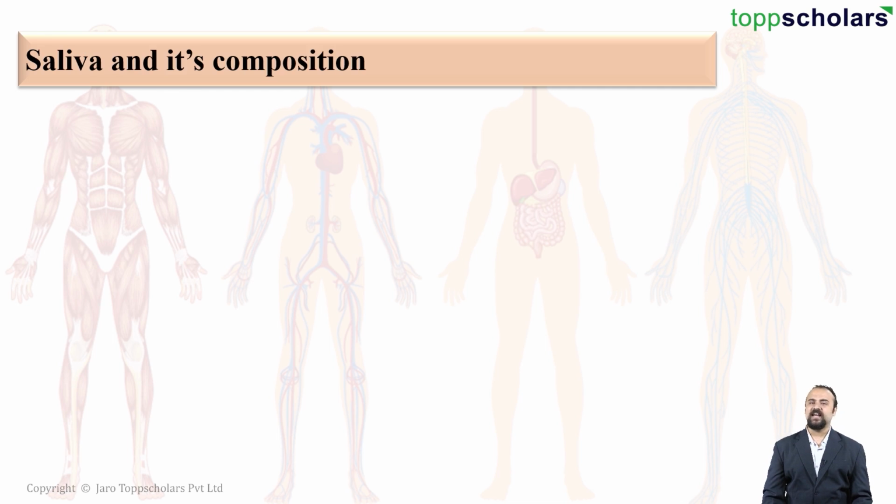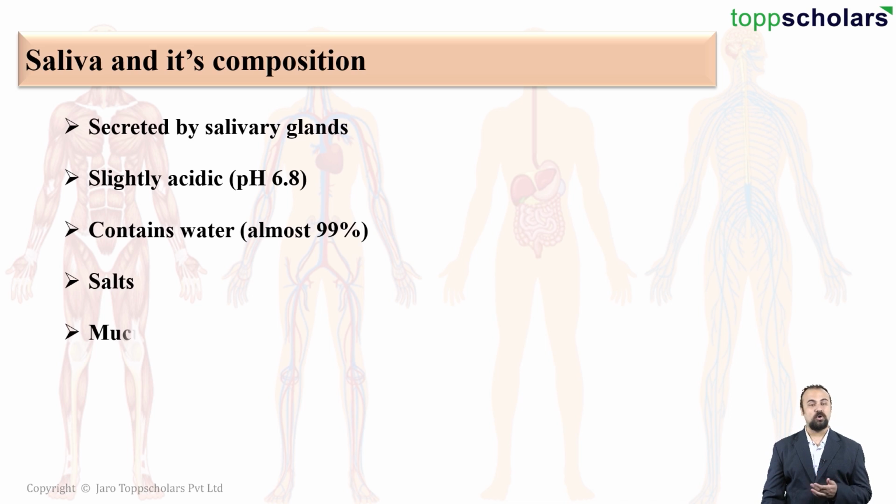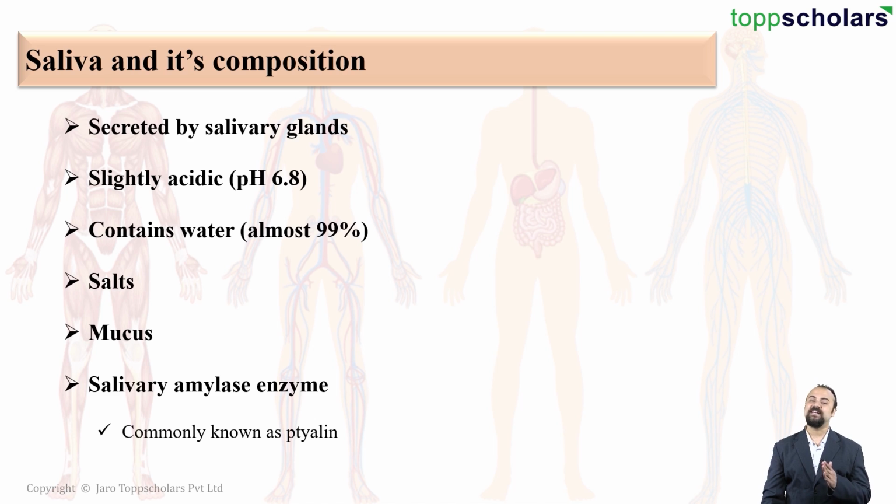Students, what exactly is saliva and what is its composition? Let us see. Saliva is a fluid or a liquid which is secreted by the salivary glands. Also, it is slightly acidic. That means the pH is just below 7. It is 6.8. It contains a lot of water, almost 99%. Also students, it contains salts, mucus and the enzyme salivary amylase. This enzyme, students, is commonly known as ptyalin and helps in the digestion of food.